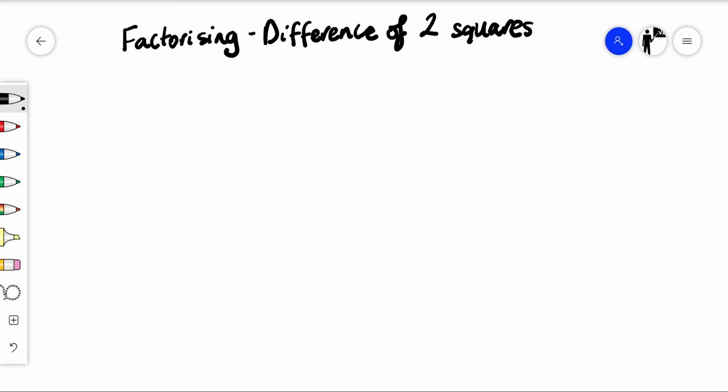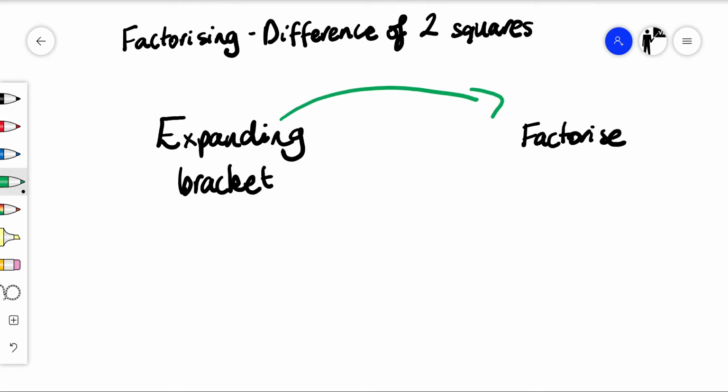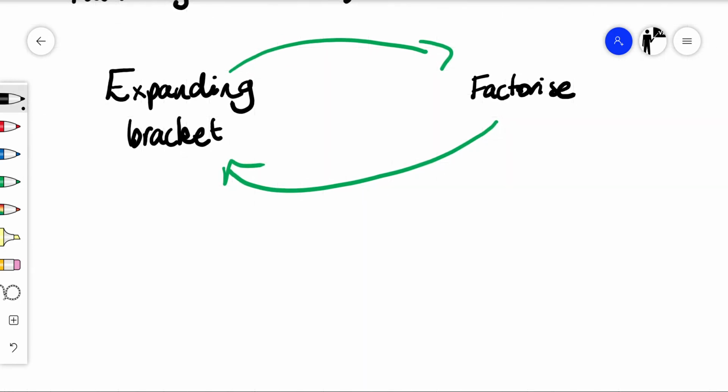Today we're going to have a look at factorising using the difference of two squares method. There's a wee thing we need to know: factorising and expanding brackets are like the opposite of each other, it's the undoing. If we were to multiply out a bracket, we would get a factorised result. And similarly, if we have an expression and it says to factorise, that essentially means put the brackets back in.